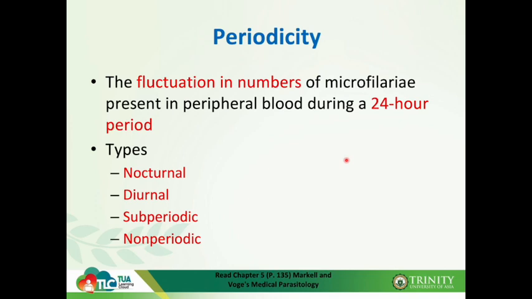Nocturnal parasites would mean that there is a high number, or mas mataas, or they are only present in the peripheral blood during the night. So usually ito yung mga night, yung mga 10 p.m. to dawn, 2 to 4 a.m. Yun yung nocturnal periodicity. Pag diurnal naman, the microfilariae are present in the daytime, usually mga 10 a.m.